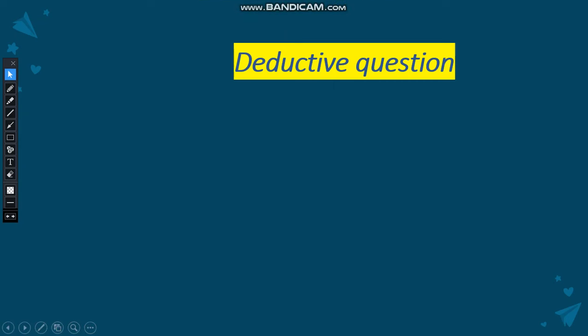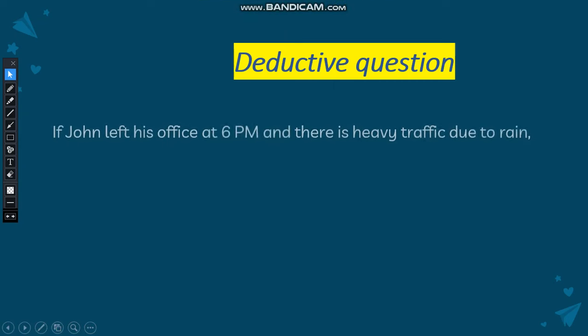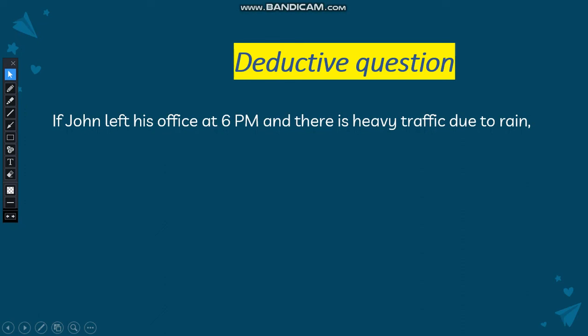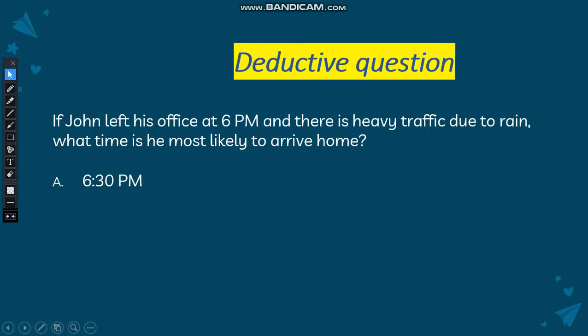Now, if you see here, the question is: John left his office at 6 p.m. and there is heavy traffic due to rain. Now, what time is he most likely to arrive home? And the options are 6:30, 6:45, 7 p.m., or 7:15 p.m. Again, we have to deduce using our common sense and the context of the given situation to answer this question because the text doesn't mention it directly.